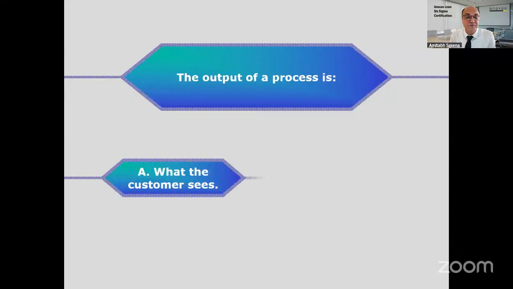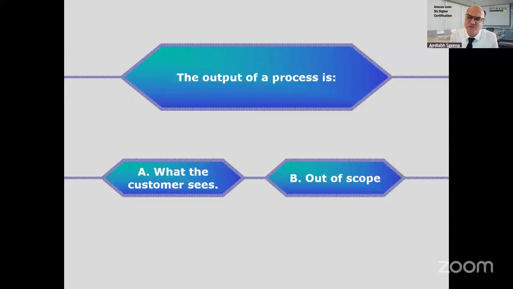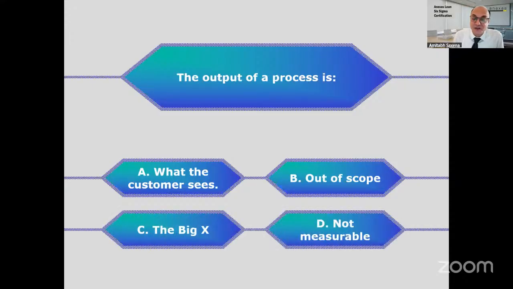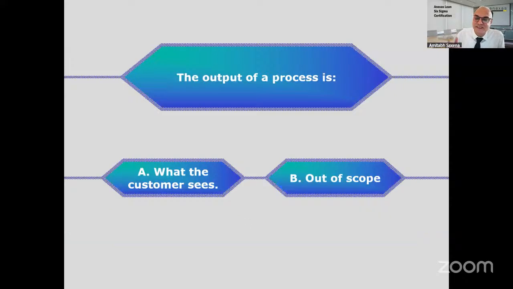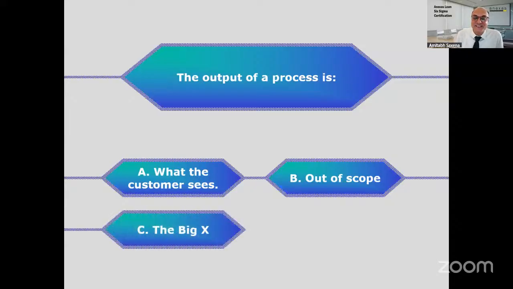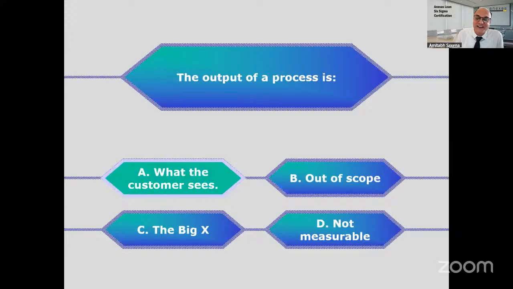What is the output of the process? A right answer will give you $1 million, a wrong answer will not give you anything. You have all the lifelines if you want. 50-50, okay, I'll remove 2 wrong answers. Tell me. Everyone has given the right answer. Super.